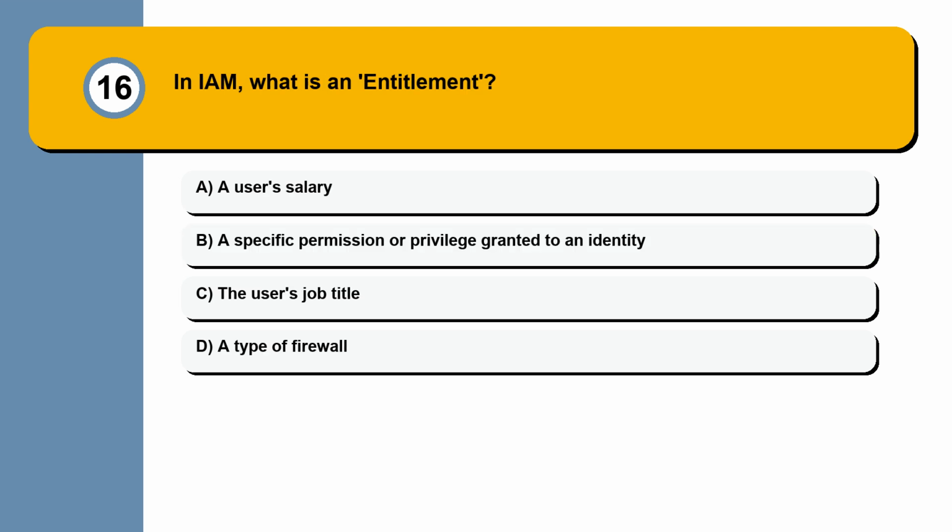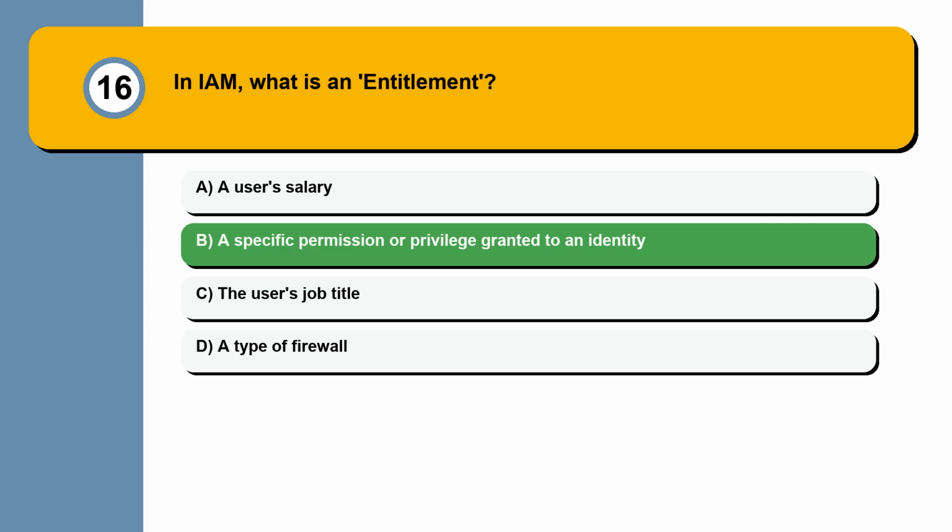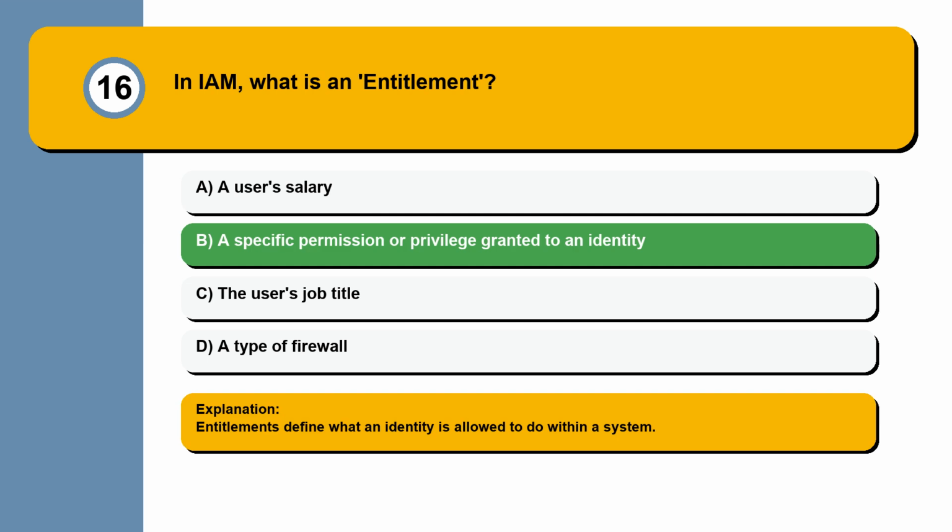Question 16. In IAM, what is an entitlement? A user's salary, a specific permission or privilege granted to an identity, the user's job title, a type of firewall. Entitlements define what an identity is allowed to do within a system.